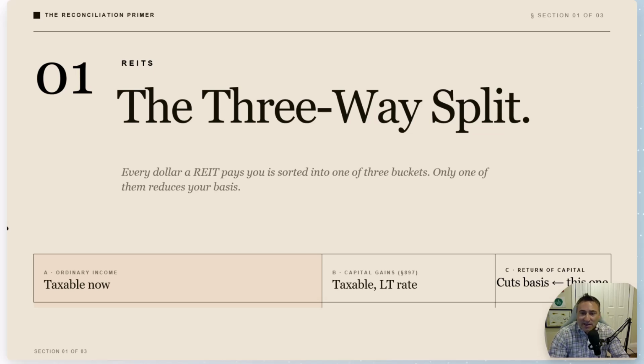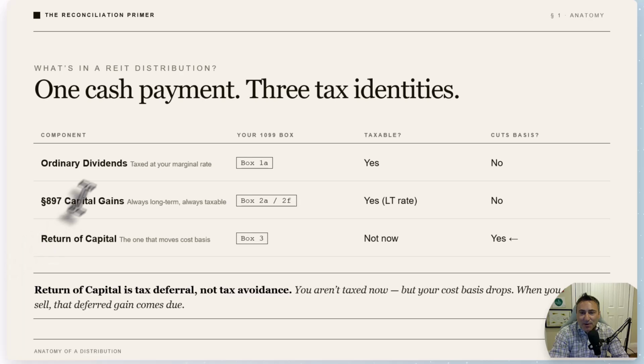Whether or not you want to take it to the next degree of splitting out your ordinary and capital gains, that again is a personal question. But the important concept is that one cash payment comes in with 3 different tax identities. And you won't get to actually find this until the very end of the year when you get this 1099, when you look at box 1A, box 2A, and box 3.